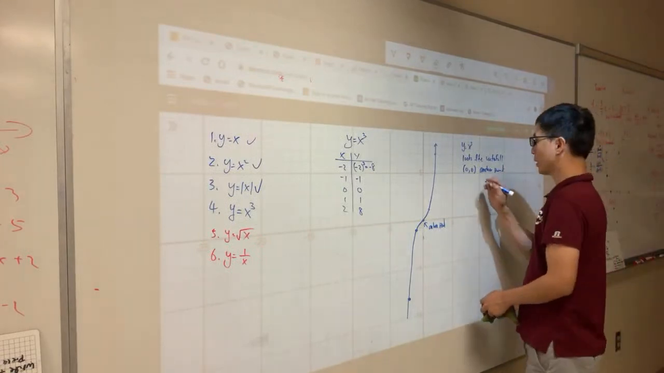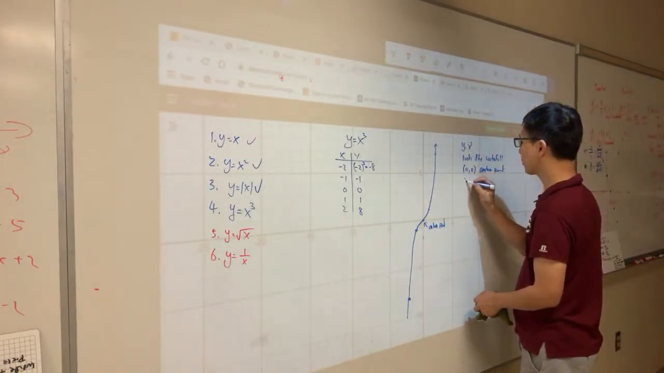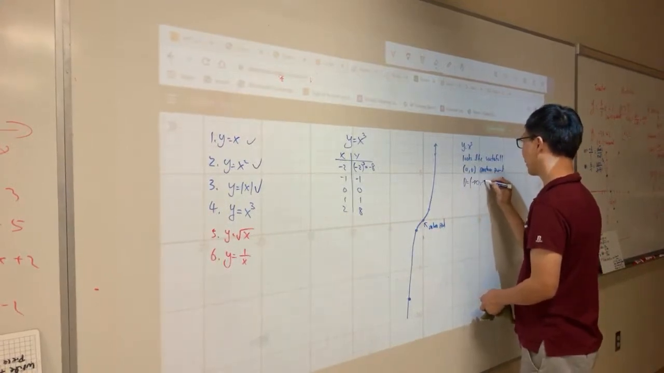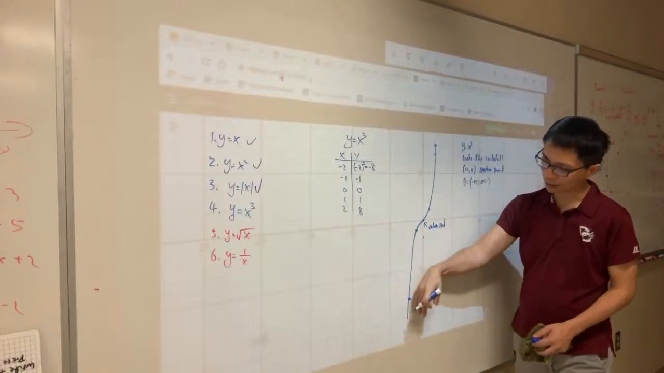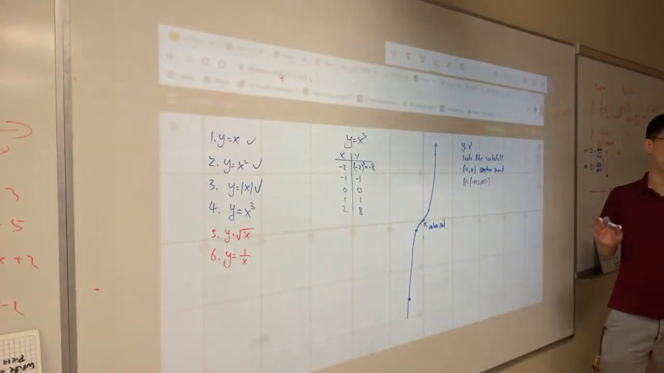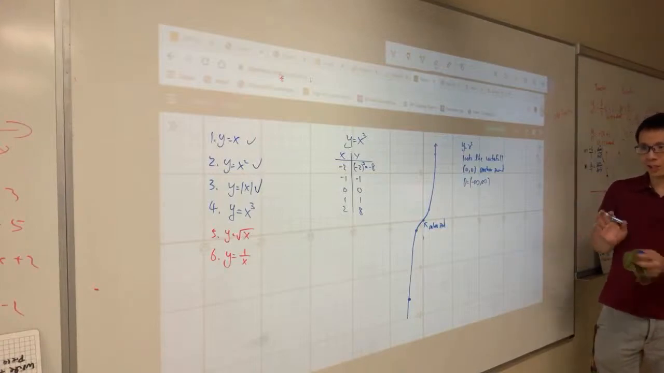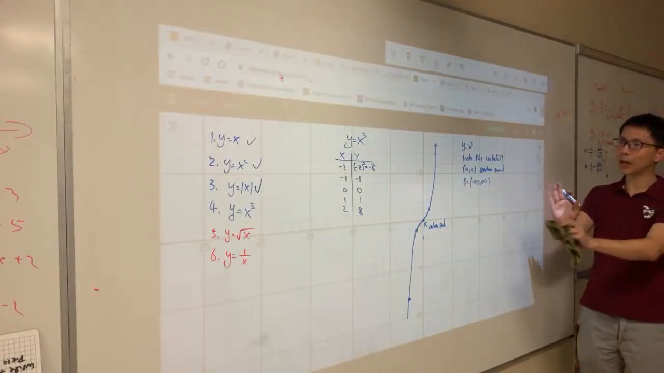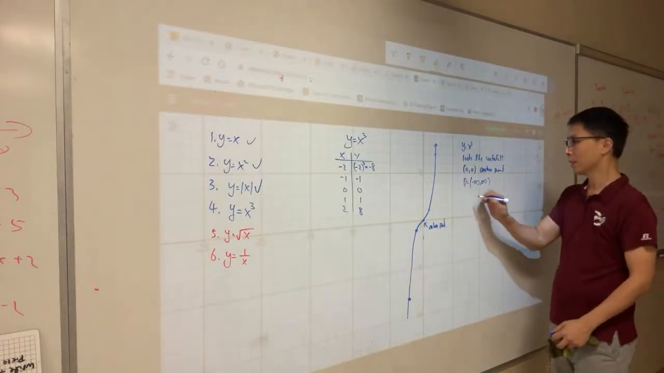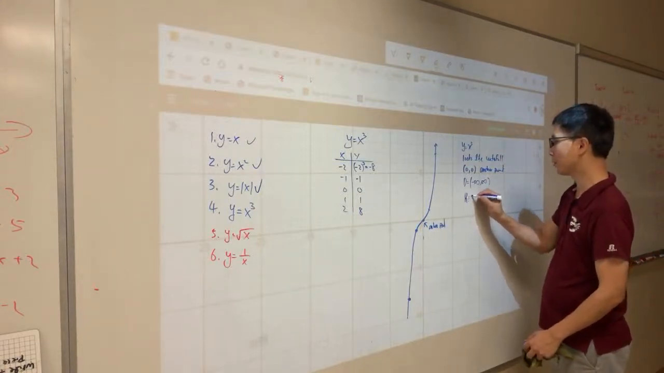Domain and range. All real numbers, good, because this graph keeps on getting wider, very, very slowly, but it's still getting wider. If we keep zooming out, you'll see the graph still getting wider. And the range is going to be all real numbers as well.